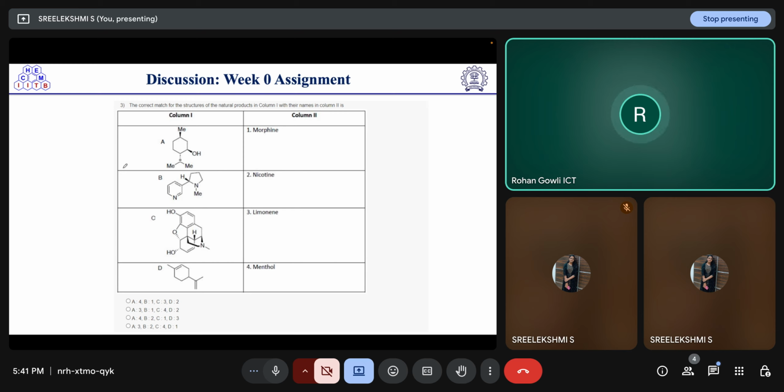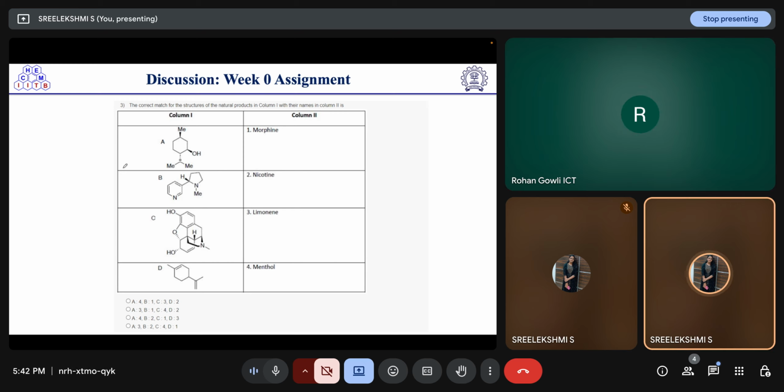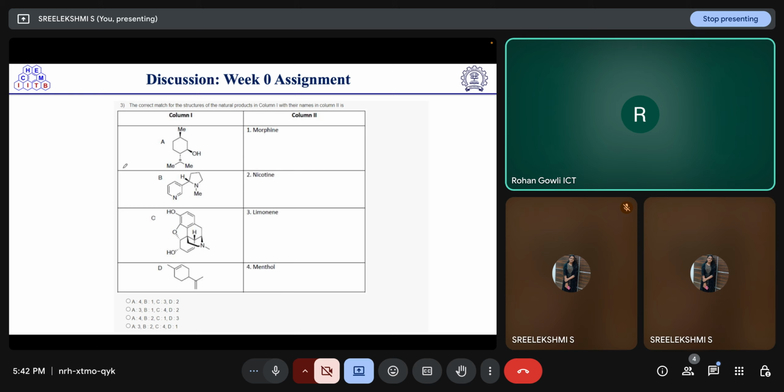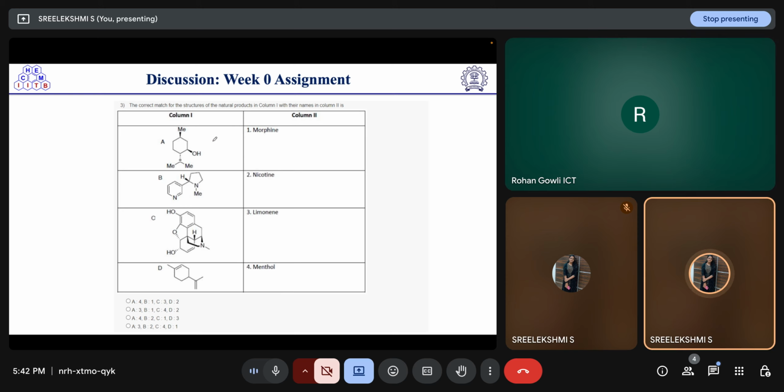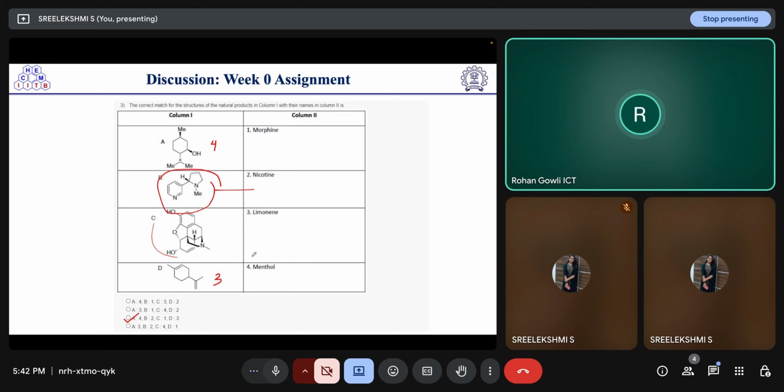And A is menthol. So, A is 4, right? A is 4. D is limonene. So, only one option is there. So, this is the structure of nicotine and this is the structure of morphine. Morphine. Okay.